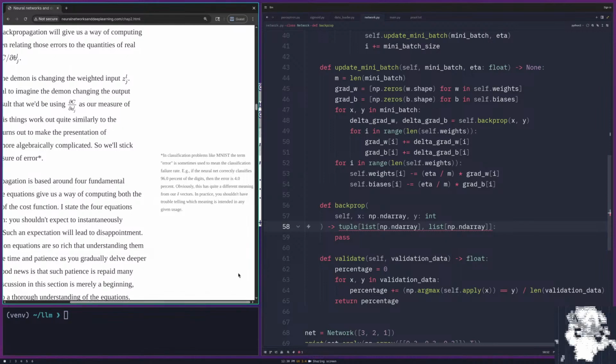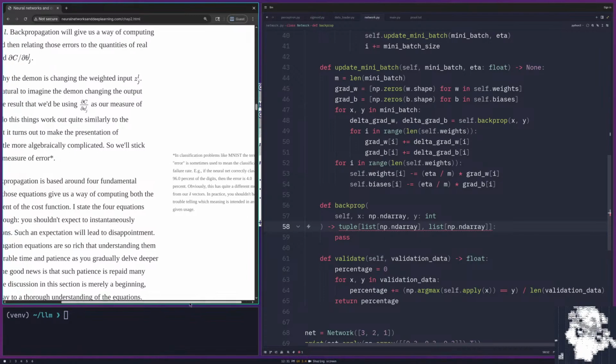Footnote. In classification problems like MNIST, the term error is sometimes used to mean the classification failure rate, e.g. if the neural net correctly classifies 96.0% of the digits, then the error is 4.0%. Obviously, this has quite a different meaning from our delta vectors. In practice, you shouldn't have much trouble telling which meaning is intended in any given usage.